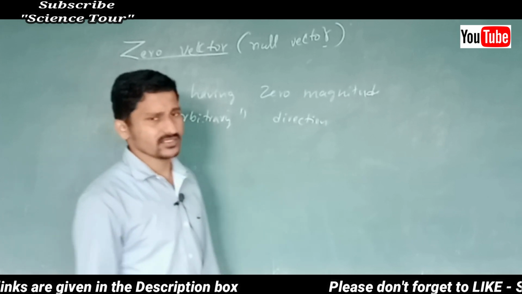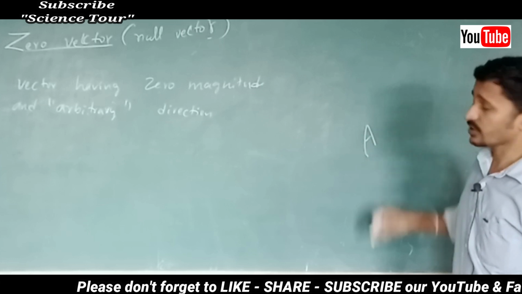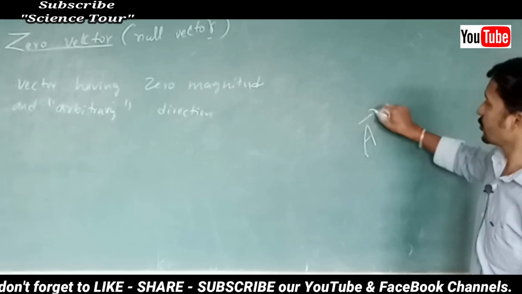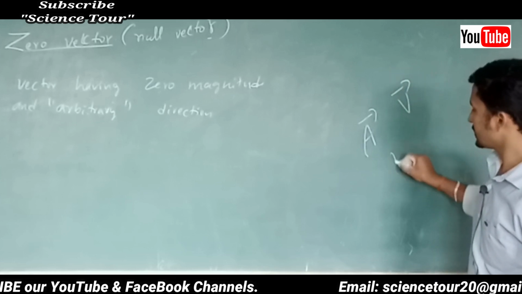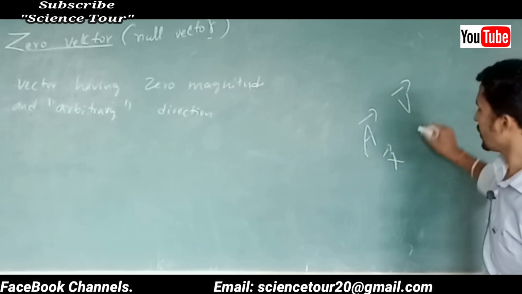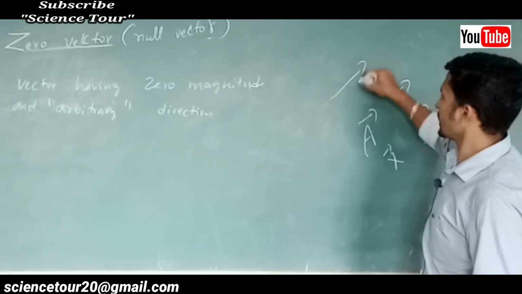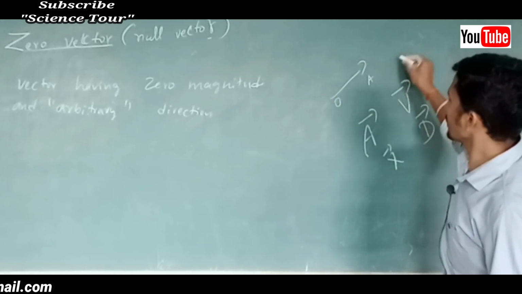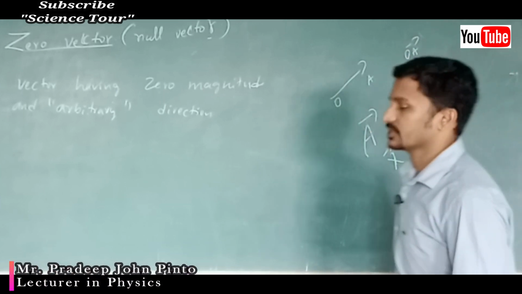How do we represent a vector? We write any capital letter and put an arrow mark on it. A velocity vector is written this way, a displacement vector this way, or D you can write this way. Or, for example, if the vector is OA, you can write the OA vector like that. These are all representations of a vector.